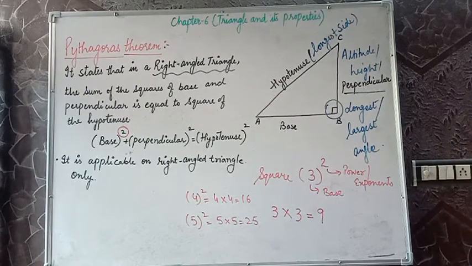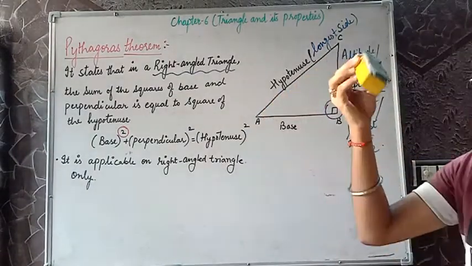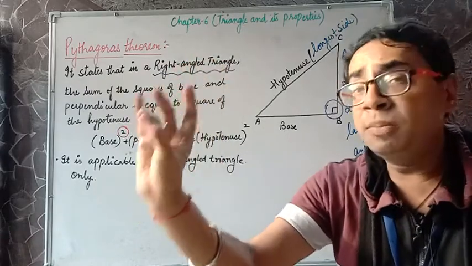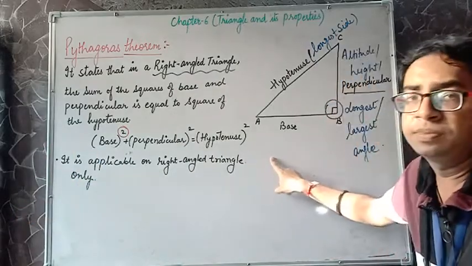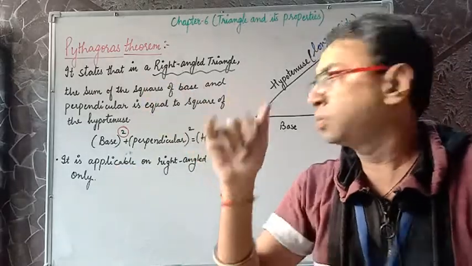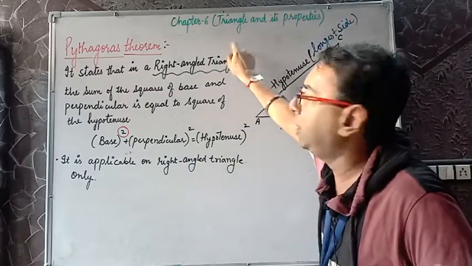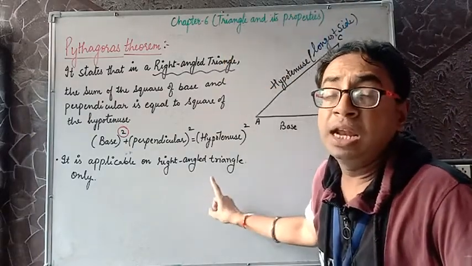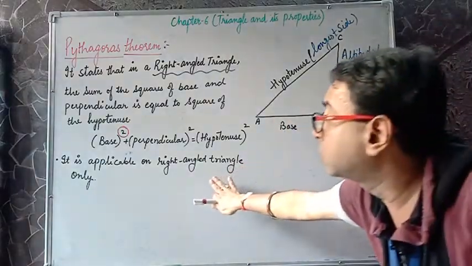Again I am repeating, base square plus perpendicular square is equal to hypotenuse square. This is what Pythagoras theorem is, and it is very important. You join commerce, you join non-medical, you go for graduation, you go for post-graduation, this theorem you will see everywhere. Physics, chemistry, anywhere. Whenever a 90 degree triangle is there, a right angle triangle is there, my best friend Pythagoras will be there. It will really help you to solve. Are we clear? This is what Pythagoras theorem is.